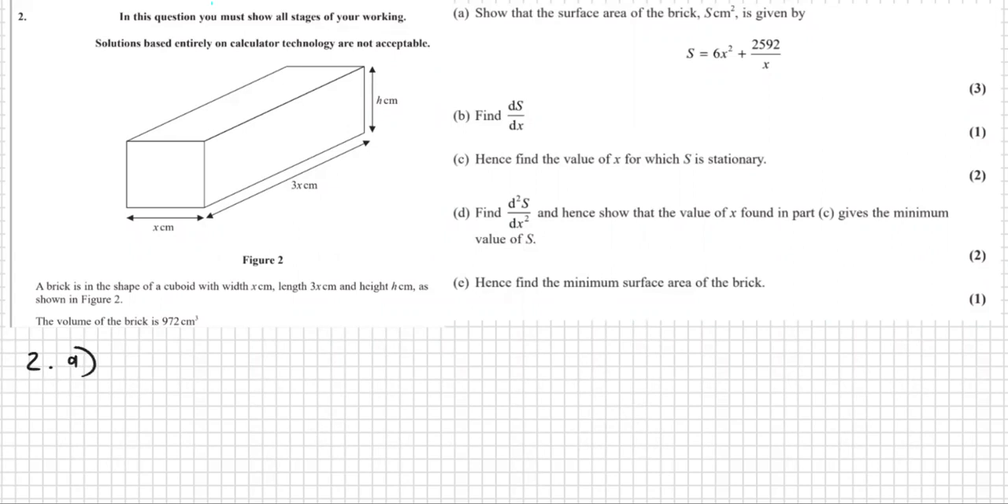It says in this question, you must show all working, so they don't want just a calculator answer. The brick is in the shape of a cuboid with width x and length 3x and height h, all in centimeters, and the volume is equal to 972 centimeters cubed.